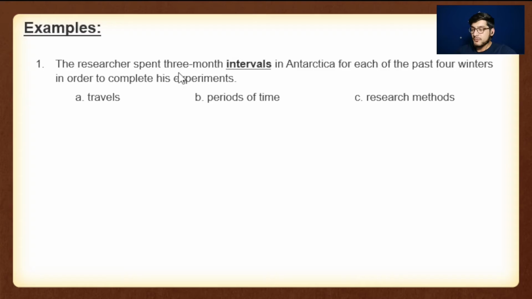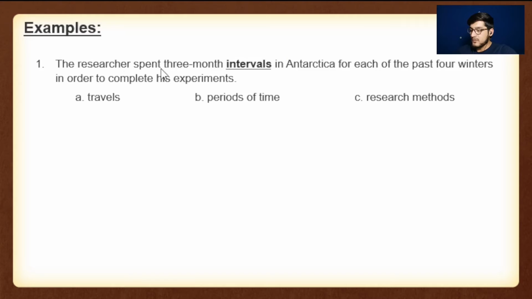By having the three-month adjective for this noun, we understand that the research methods cannot have an adjective of three months. So here, option C is not a logical one to use instead of intervals. We can already eliminate this option because the adjective is not applicable with it. It only leaves us with two options, travels and periods of time. So we need one more piece of evidence to remove one of them and go with the correct one.